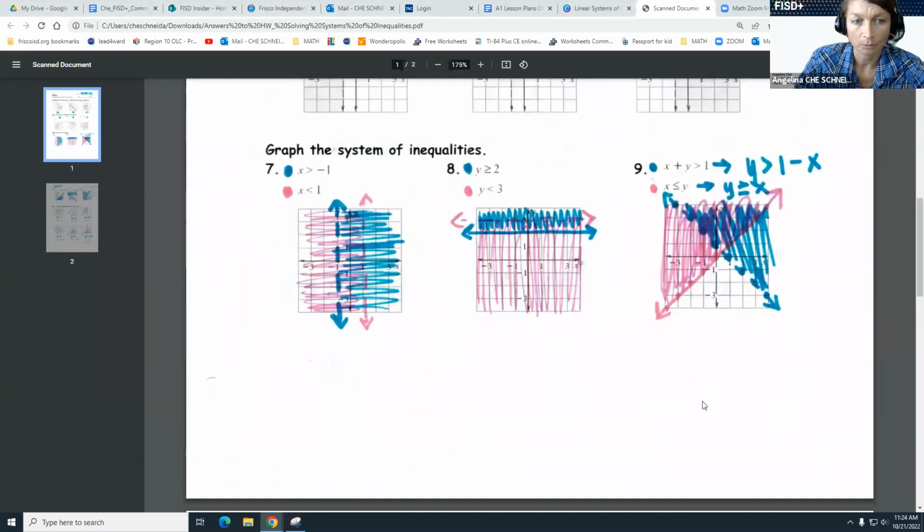Now graph the system of inequalities. For this section, you are going to decide what's going on. Take a look. On number 7, you will have only vertical lines.